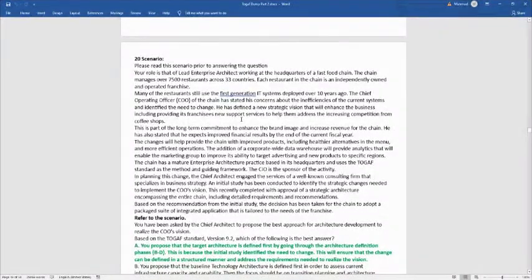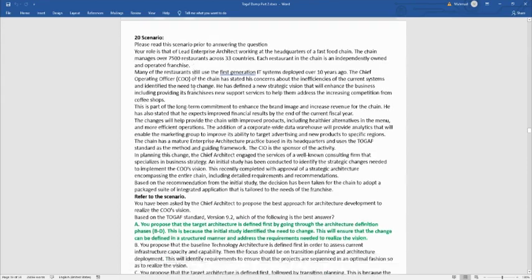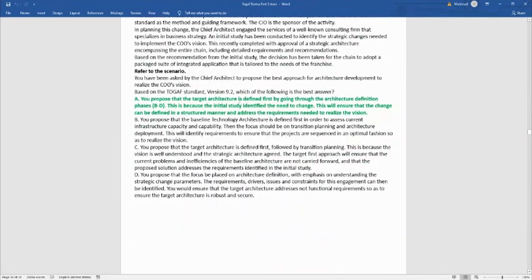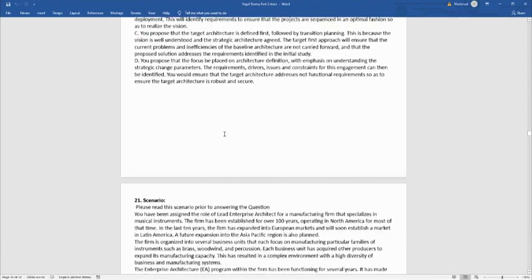Question 20. Your role is the lead enterprise architect working in the headquarters of a company managing over 7,500 restaurants across 33 countries. Each restaurant is an independently owned and operated franchise. The answer is A. You propose that the target architecture is defined first by going through the architecture definition phase, because the initial study identifies the need. This will ensure that the scope can be defined in a structured manner.